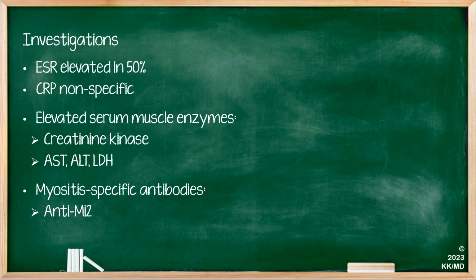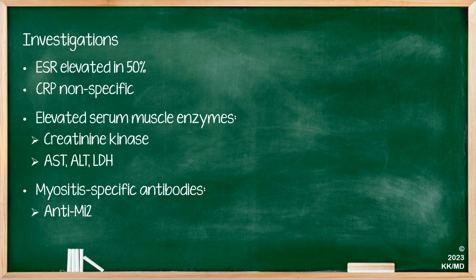The investigations for dermatomyositis are similar to those for polymyositis and indeed for wider connective tissue disease. So the ESR may be elevated in 50% of patients. The CRP is really non-specific. You are likely to get elevated serum muscle enzymes, particularly an elevated creatine kinase, but you may also see rises in AST, ALT and LDH levels.